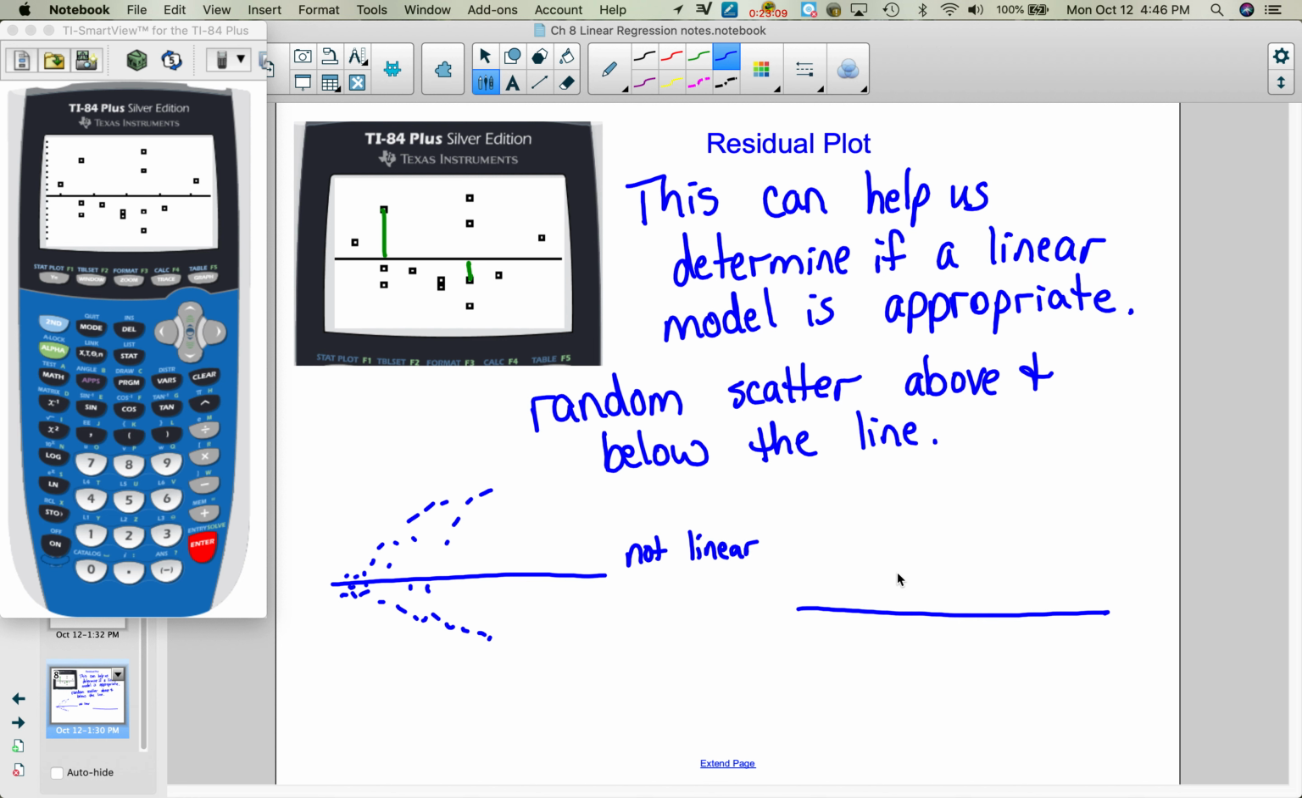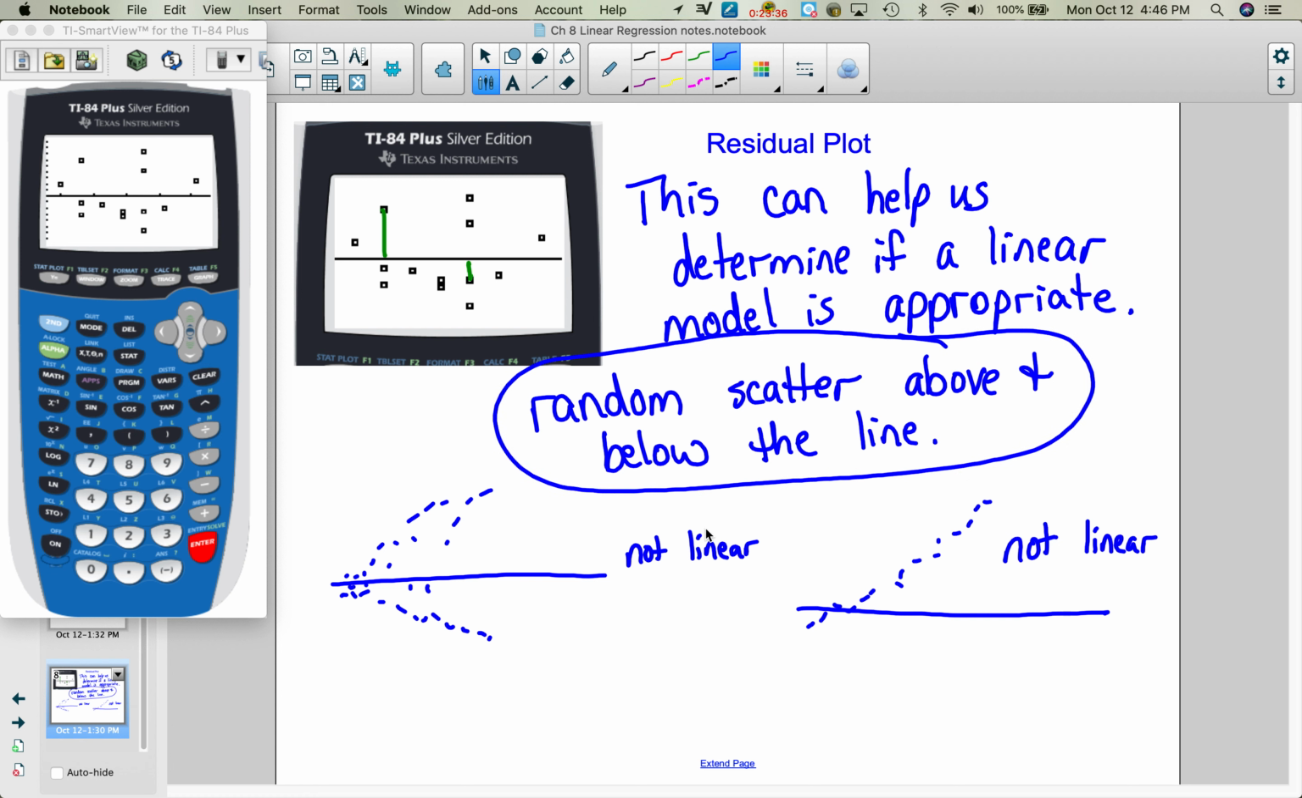Sometimes you get data that looks like this, and you might look at that and go, oh, it's a line, it's linear. You don't want a line in the residual plot. You don't want a pattern. This has a pattern, so this would tell me that my data was not linear. So what you're looking for in a residual plot is a random scatter above and below the line. If you find a pattern, then that tells you it's possible it's some other type of model. It could be an exponential model, a power model, some other type of function, but not linear. So that's what you're looking for in a residual plot.